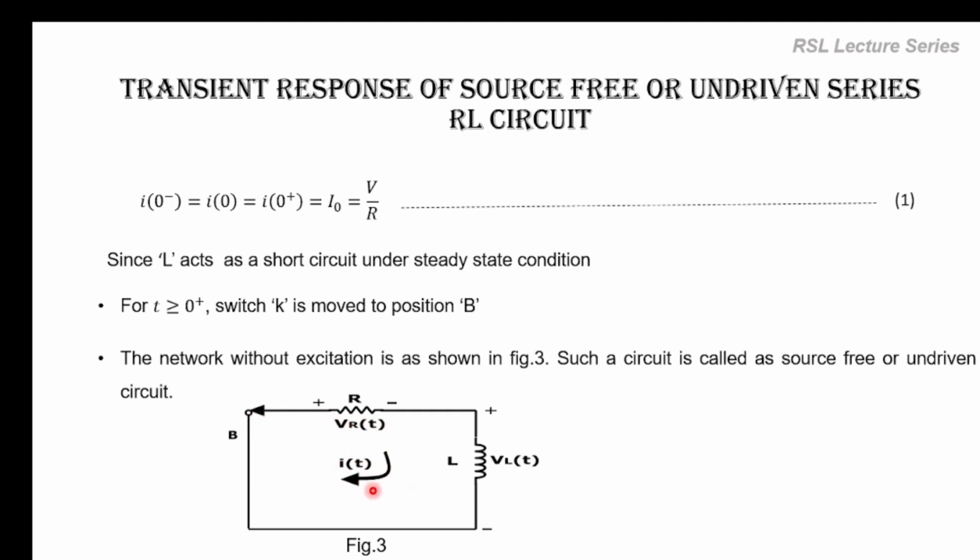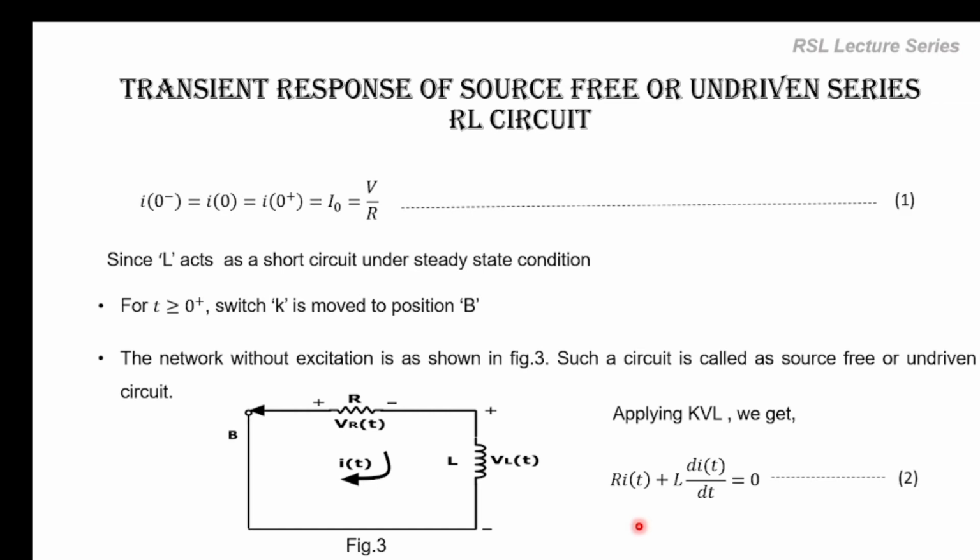Now we can apply the KVL equation, that is Kirchhoff's voltage law, to this circuit. Let us assume i of t as the current flowing in the clockwise direction. Kirchhoff's voltage law states that the sum of the voltage rises is equal to the sum of the voltage drops in a closed circuit. Here we have no voltage source, so the voltage rise will be 0, and the voltage drops are the sum of the voltage drops across the resistor and inductor. This is the required Kirchhoff's voltage law equation for figure 3.